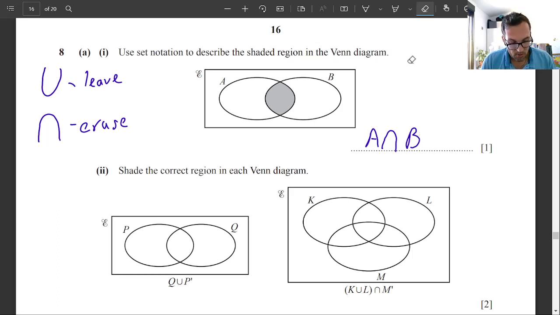Using that information, we go on to the second one, the one below. Now we'll see how this becomes helpful. All right. First one, Q union with the complement of P, which is not P.